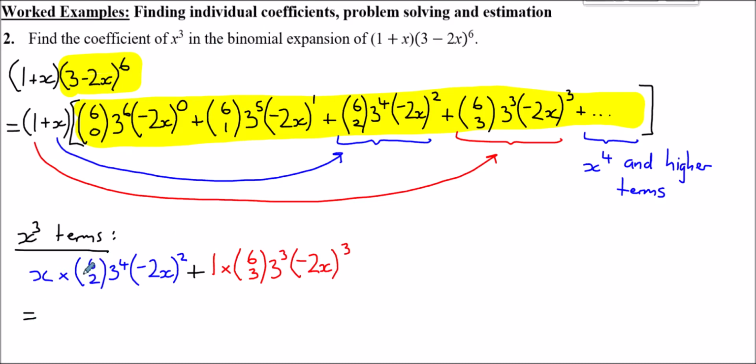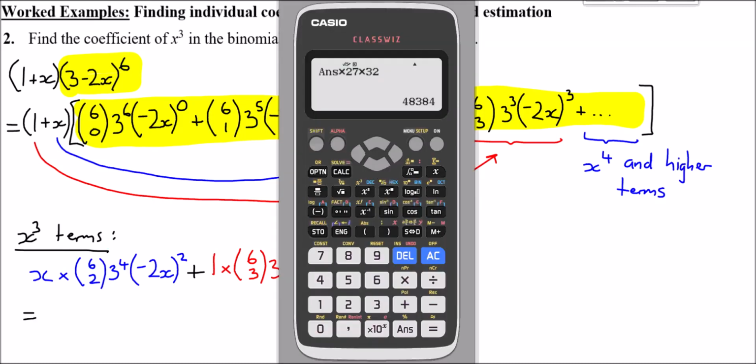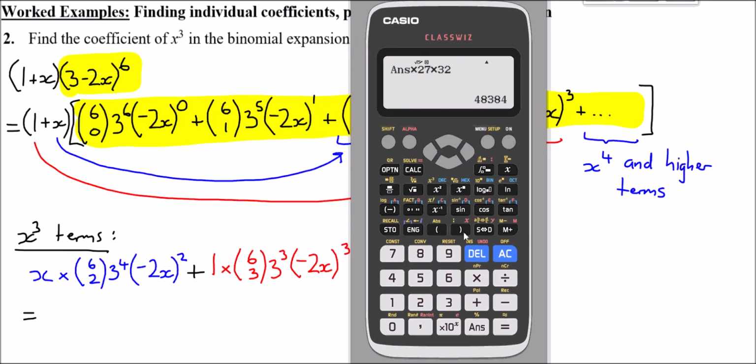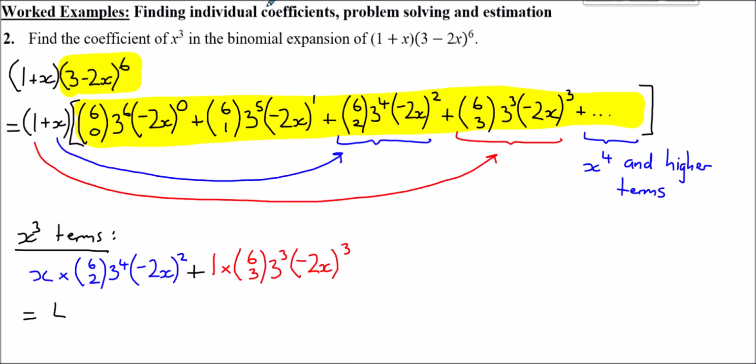And so here in the blue, the coefficient is going to be 6 choose 2. So 6 shift divide 2, multiplied by 3 to the power 4, multiplied by (-2) all squared, which you could just put as 4, of course, because it is, but just to show you how you work it out the long way. So that gives us 4,860. So this will give us 4,860 x cubed.